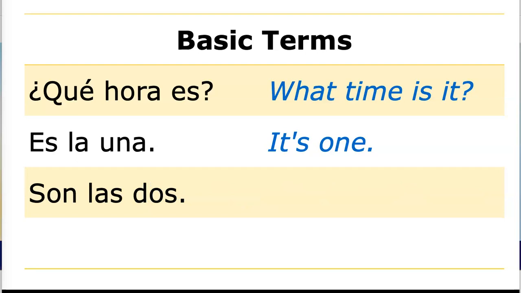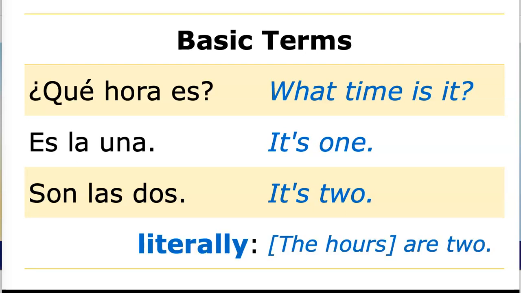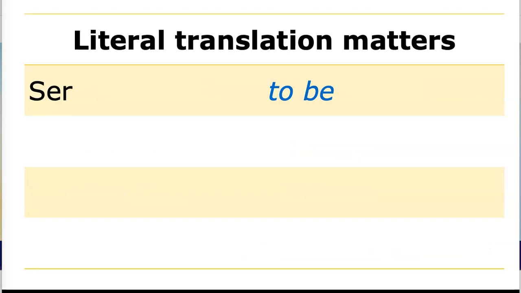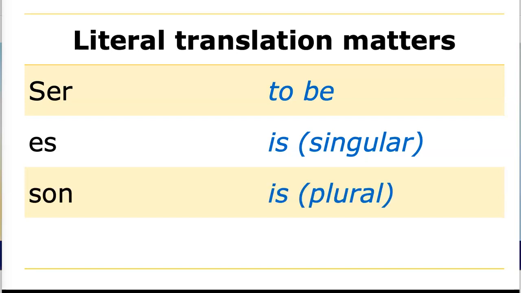Son las dos, it's two. Literally, we're referring that the hours are two. Why does it matter? It matters because we're using the verb ser, which means to be. Es is the singular form of ser. Son is plural. Now, we're going to learn more about this as the semester progresses, but for now, in order to understand how to tell time, you have to remember that es is singular, son is plural, and that ties into hora versus horas.